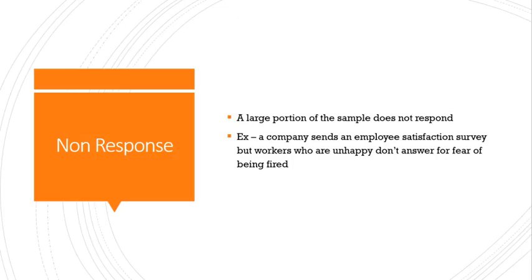Then we can have what's called non-response bias, and that's when a large portion of your sample does not respond. So you send out, let's say, 100 surveys and you only get like 24 of them back. More than 75% of the people didn't answer your survey. So there's probably some bias there in the people that did answer. The example we have is if you send out an employee satisfaction survey, the people that aren't very happy might not answer because they might fear that they'll get in trouble or get fired, which means your survey is going to look great. It's going to look like everybody loves working there, when the truth is the people that don't like it just didn't answer.